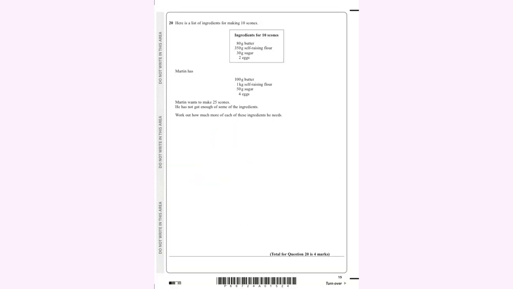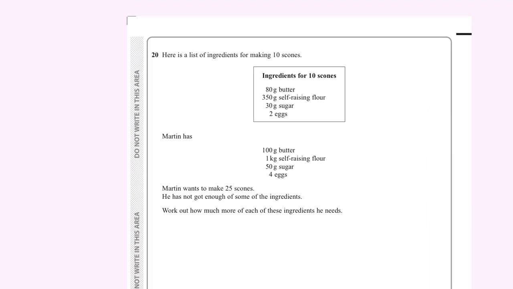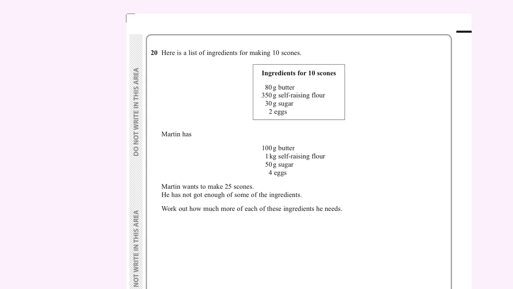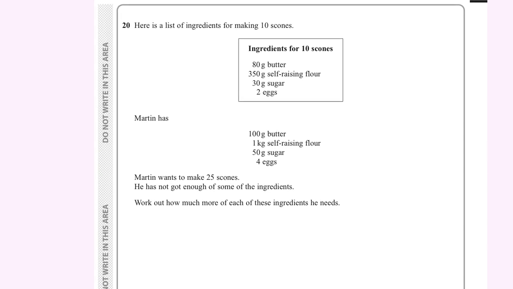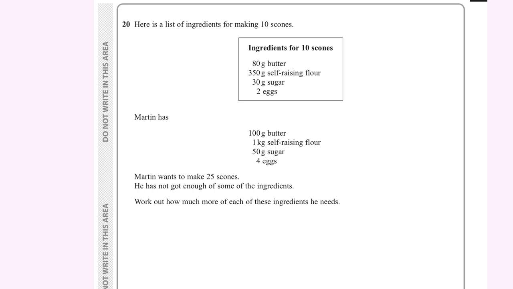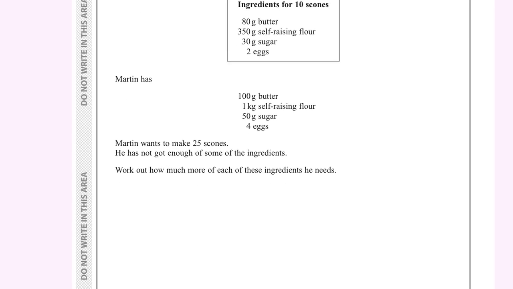Right, next. Oh, recipes. We've got to love a recipe. We've got a list of ingredients. We're making 10 scones, or scones, wherever you're from in the country. We've got some guy, Martin. He's got some ingredients, but we don't know if he's got enough. Let's find out. He wants to make 25 of them. He's not got enough of some of the ingredients. Work out how much more of each ingredient he needs.